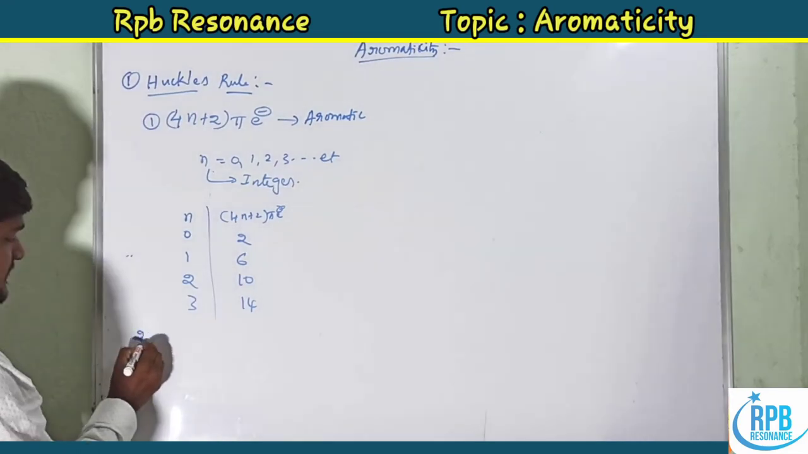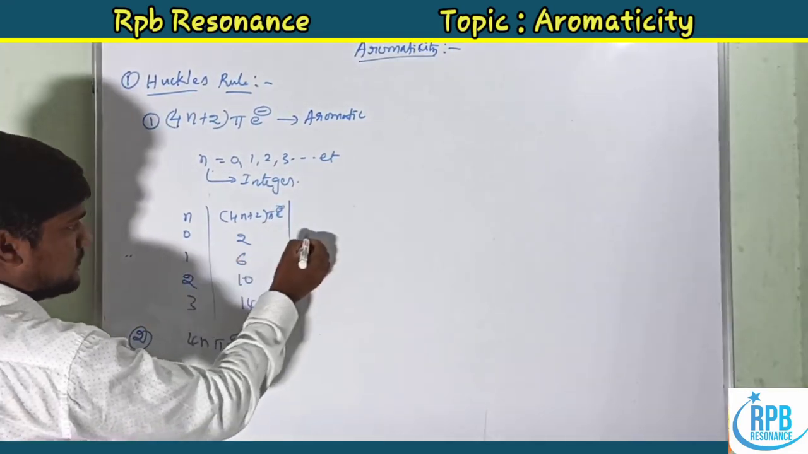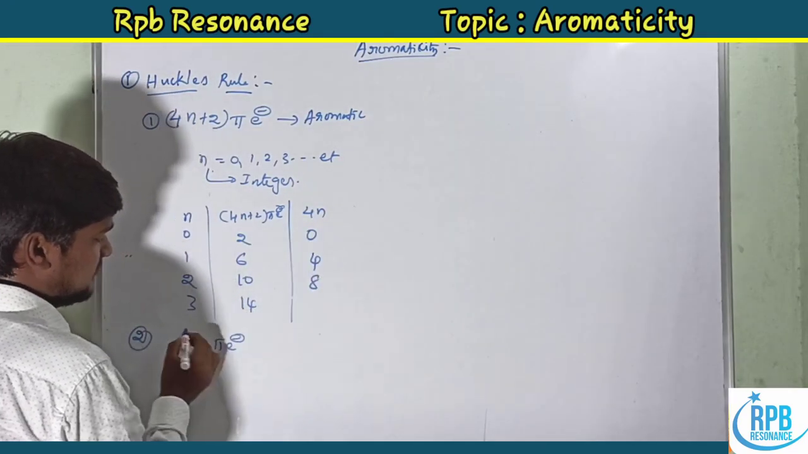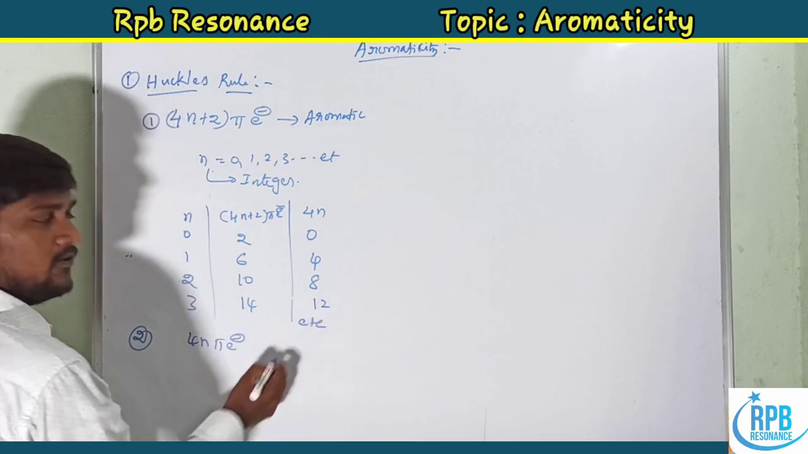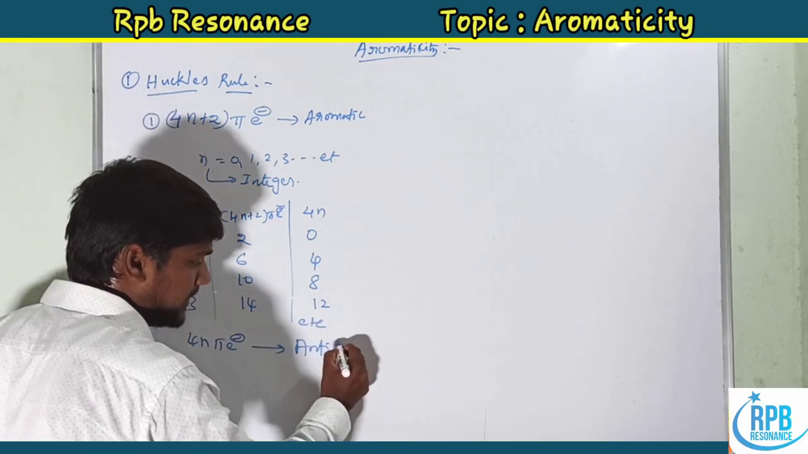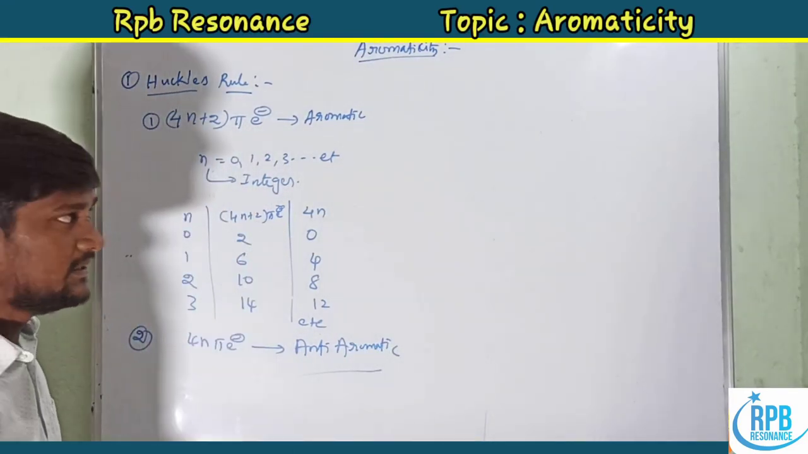Now again, the second rule, that is a 4n pi electronic system. That means 4n: if n is equal to 0, it is 0. If n is equal to 1, 4 electrons; n equal to 2, 8 electrons; n equal to 3, 12 electrons, etc. So if it has 4n pi electrons, then it's said to be anti-aromatic. So this is the new terminology, aromatic and anti-aromatic.